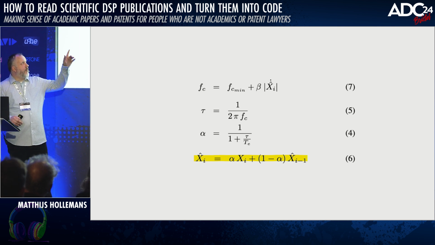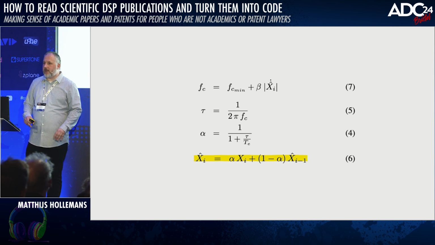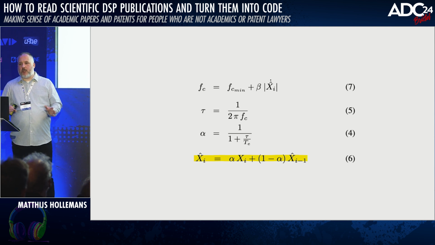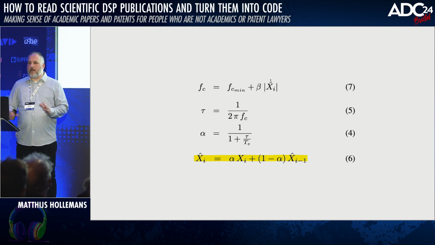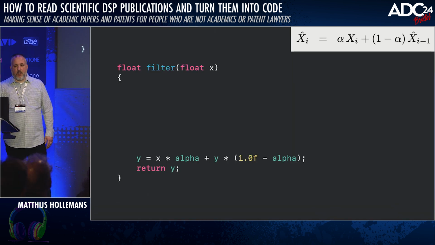And we have the beta in equation number 7. It's just there to set the sensitivity of the system, like how much the cutoff frequency changes depending on the speed by which the signal moves. Now, very quickly, I want to write the code for this.